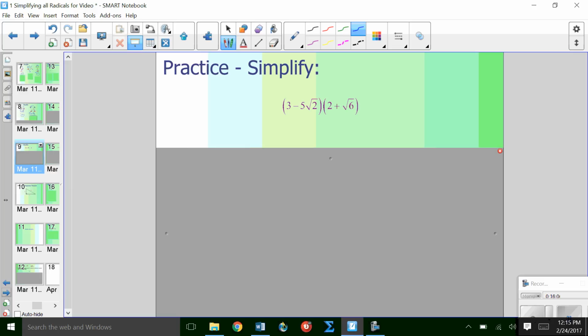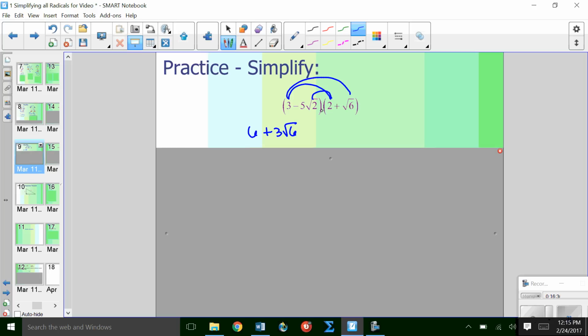All right, here's another one practicing multiplying 2 binomials, but now we have some radicals. So remember, each part gets multiplied by each part. So 3 times 2 is 6. 3 times root 6, it's positive, so we'll write plus 3 root 6. Remember, 3 is outside a radical, 6 is under, so I've got to keep them in their same places.